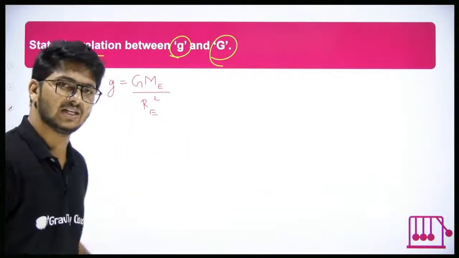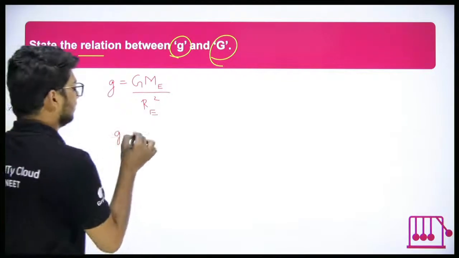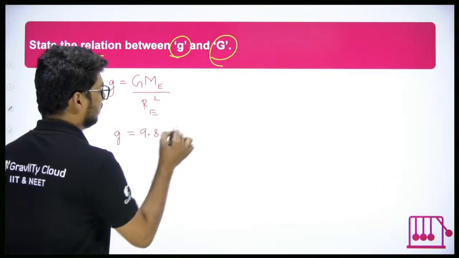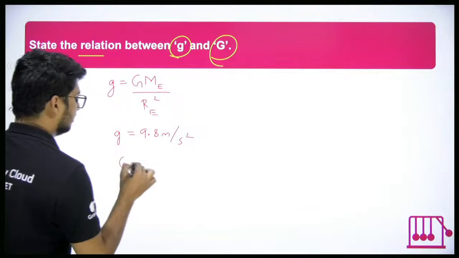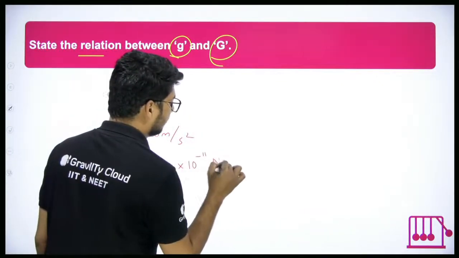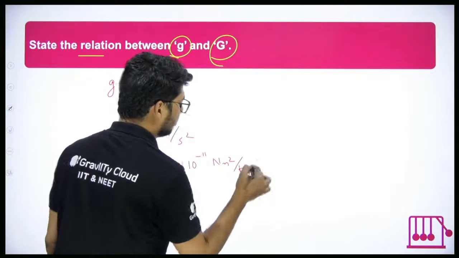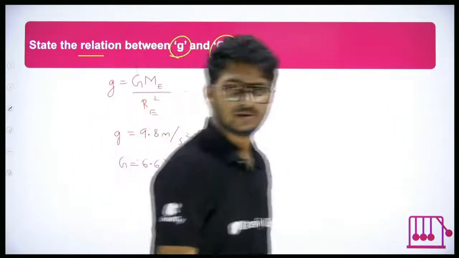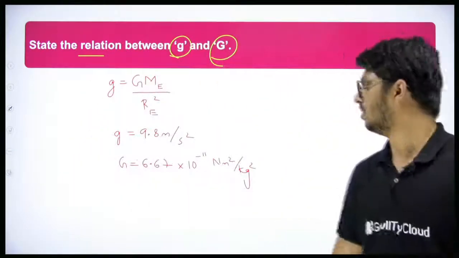Small g and capital G are entirely different. The value of small g is 9.8 meter per second square. The value of capital G is 6.67 into 10 power minus 11 Newton meter square per kilogram square. Got it? Good.